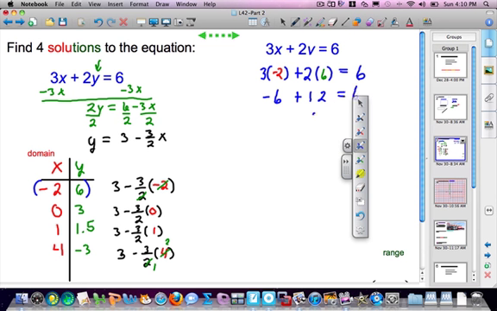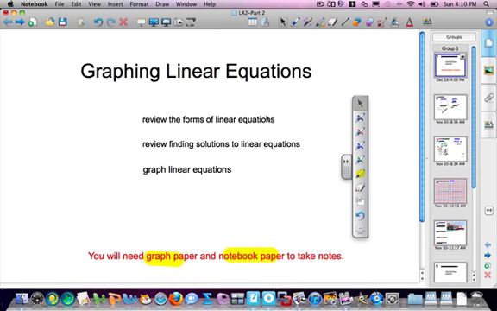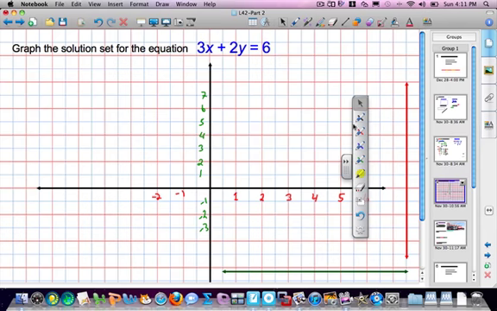Recall that 12 minus 6 is 6. So in this case, this is a solution. Now, we have reviewed the forms of linear equations. We've found solutions to linear equations. Now we're going to graph those solutions onto a coordinate plane.